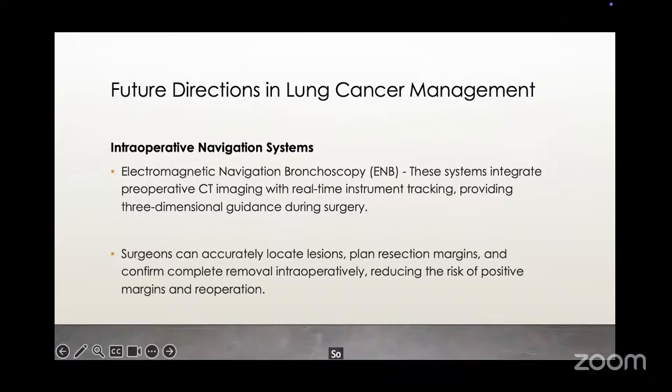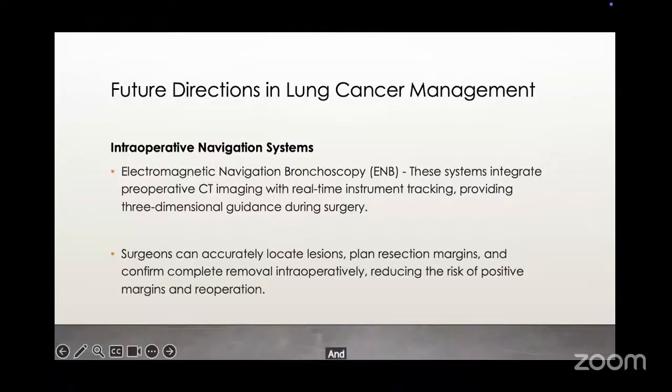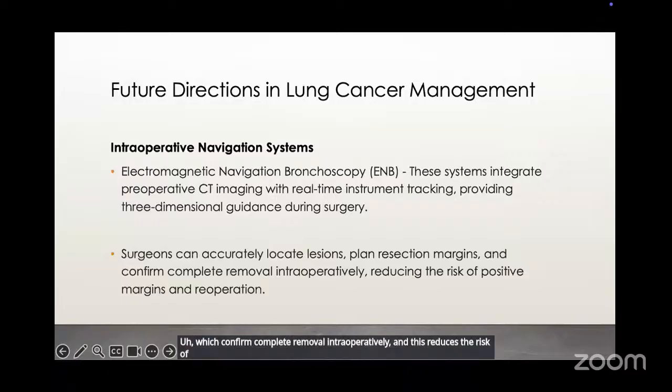So unlike before, where patients are being operated on, as with Dr. Hunt's presentation, relying on either imaging or tactile field, we now have combination systems with navigational bronchoscopy to guide real-time surgery. And these result in more accurate location of lesions, which confirm complete removal intraoperatively, and this reduces the risk of positive margins and reoperations.